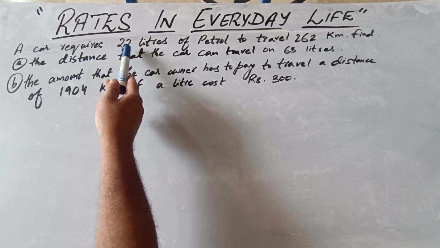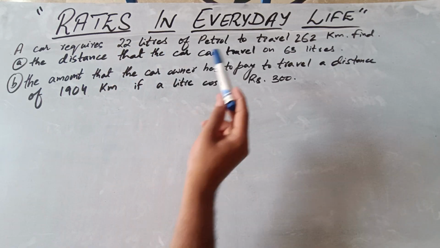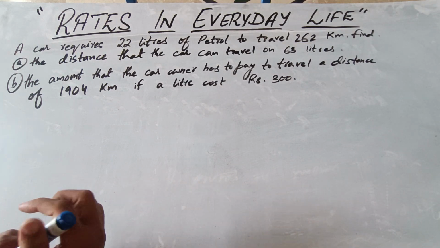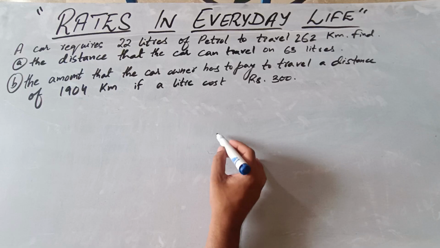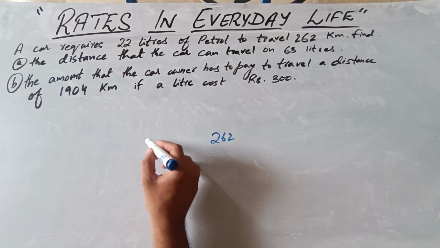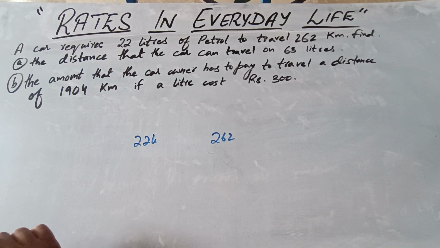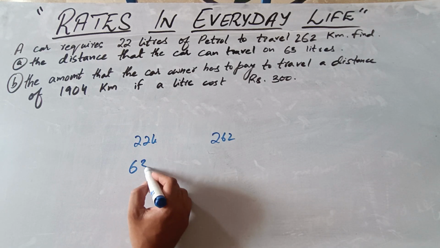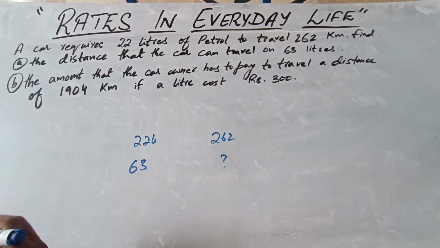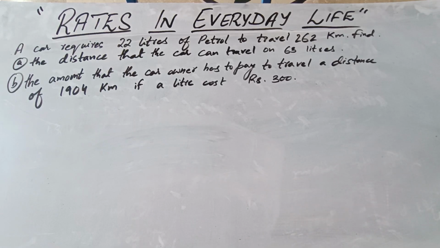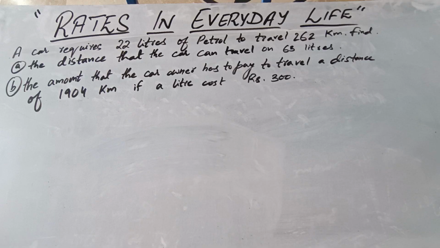A car requires 22 liters of petrol to travel 262 kilometers. Means a car travels 262 kilometers in 22 liters of petrol. So how much can the car travel in 63 liters of petrol? This is a very simple and very realistic question. So there are two parts to find out. So let's start the solution.